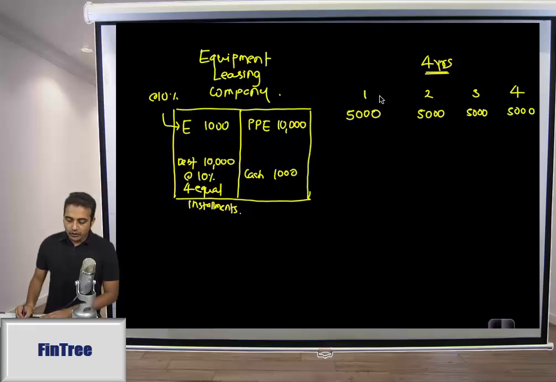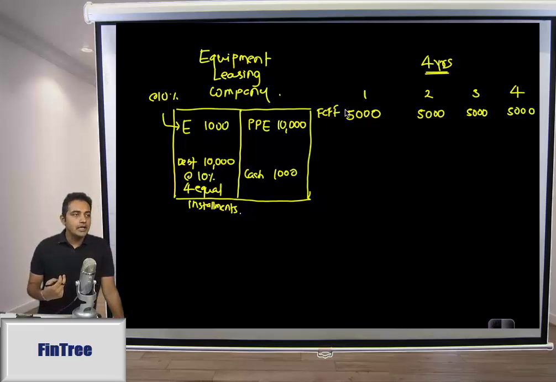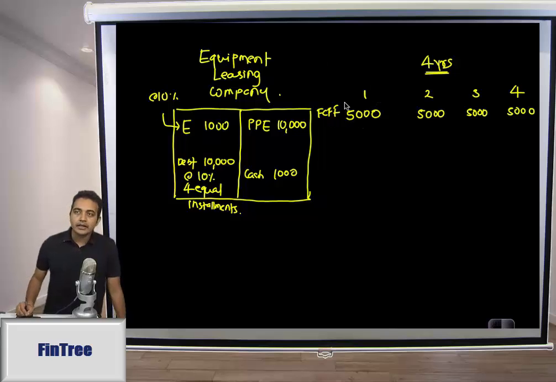Now you can think of this number as similar to FCFF. You can think of this rental income as similar to FCFF, the cash flow which is available for the entire firm. Now, of course, from this we have to reduce multiple expenses. But let us assume there are no expenses. We still have to reduce depreciation of the asset to find out net income.